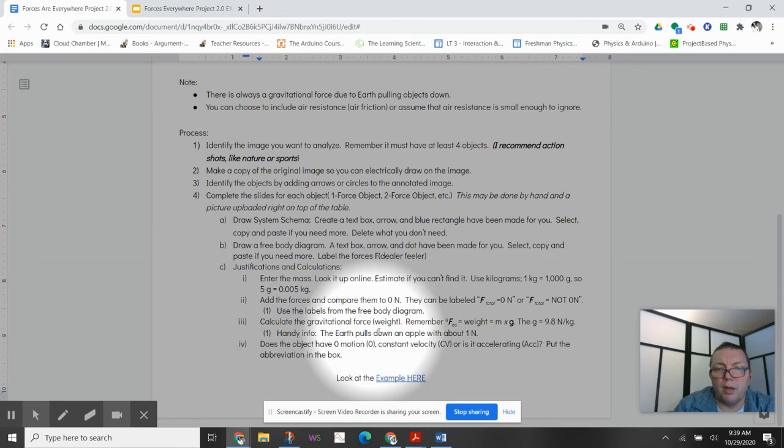Ballparkish stuff, an apple is about 1 newton. A quarter pound is about 1 newton.